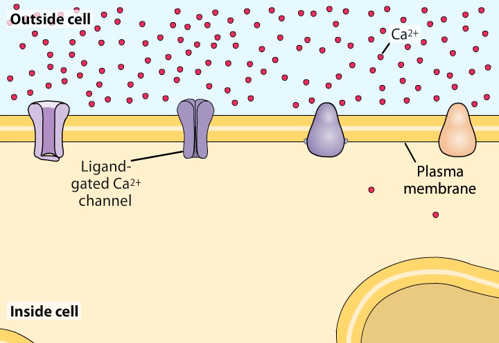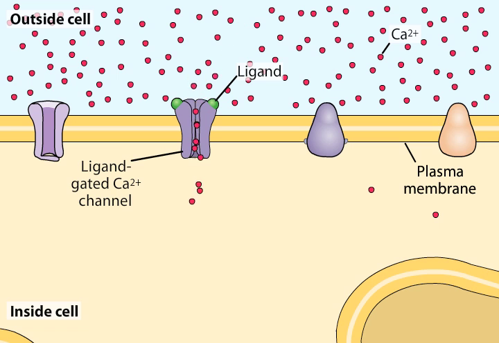Neurons use many different second messengers as intracellular signals. Here we will discuss the calcium ion, which is perhaps the most common intracellular messenger in neurons. In this example, a ligand binds to a calcium channel, causing it to open and let calcium ions into the cell.